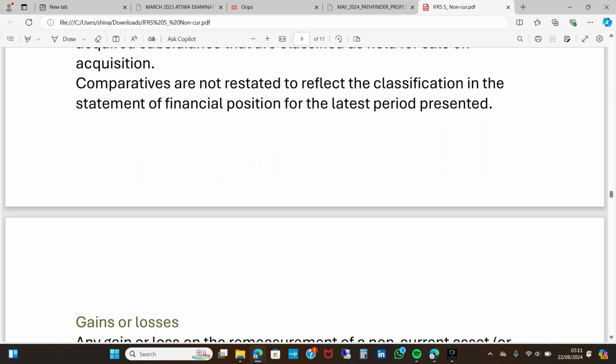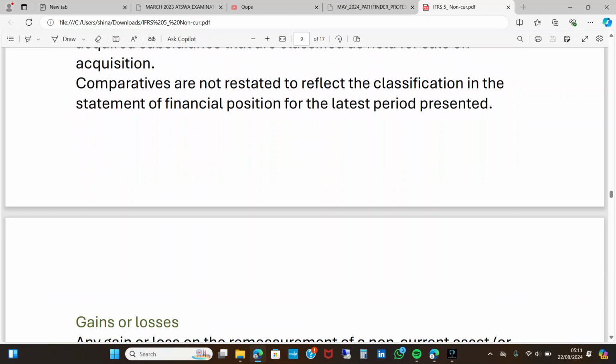Now, very importantly, I want you to write this down. Comparatives are not restated to reflect the classification in the statement of financial position for the latest period presented. What are comparatives? Comparatives are your previous year figures. Normally when you prepare a financial statement, you have your current year figure and your previous year figure. Please note that when you are doing non-current asset held for sale, you don't adjust your previous year figures or your comparative figures. Write it down. For non-current asset held for sale, you don't adjust your what? Your previous year figures or your comparative figures.